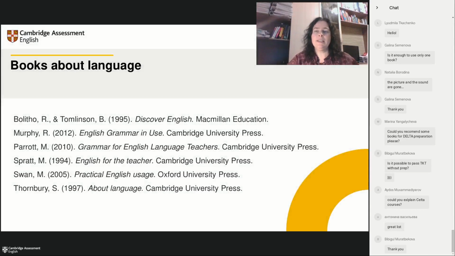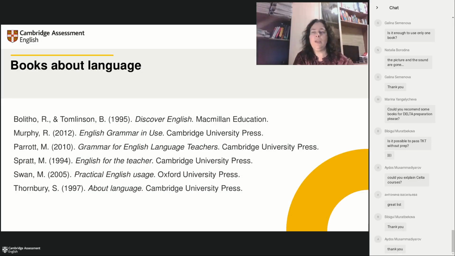Right, okay, so we can split the books that you can read as books on methodology and books on language. So if you want to develop your language awareness, perhaps you can read some books on how to teach grammar, for example, or about language, which is a very interesting read, well recommended for those who are aiming at even Delta.